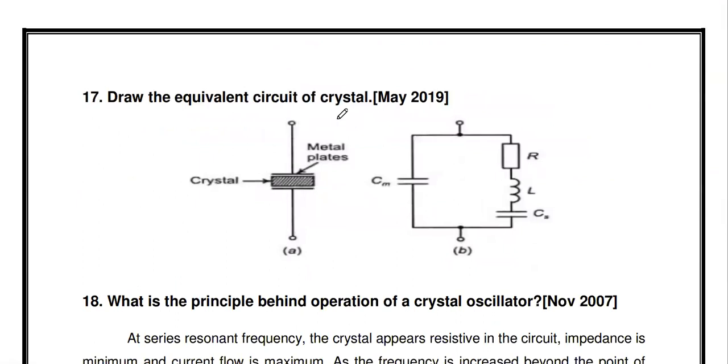Draw the equivalent circuit of a crystal. This is also an important 2-mark question. So this is the symbol for the crystal. In between two metal plates, we place a crystal of definite size. This is the electrical equivalent circuit of a crystal. Internally it behaves like an RLC circuit: a resistor, an inductor and a series capacitor, in parallel with one mounting capacitor. This is the electrical equivalent circuit of a crystal. So this is an important 2-mark question. It was asked in May 2019 as well as two more times.